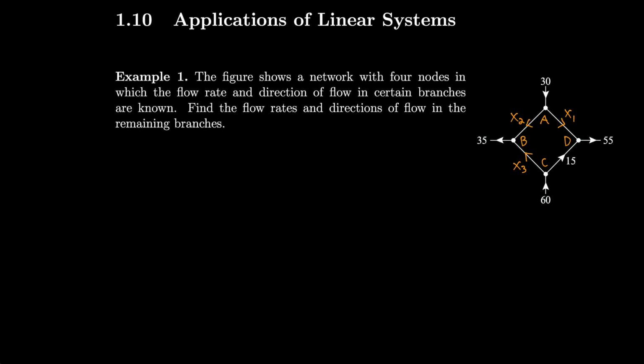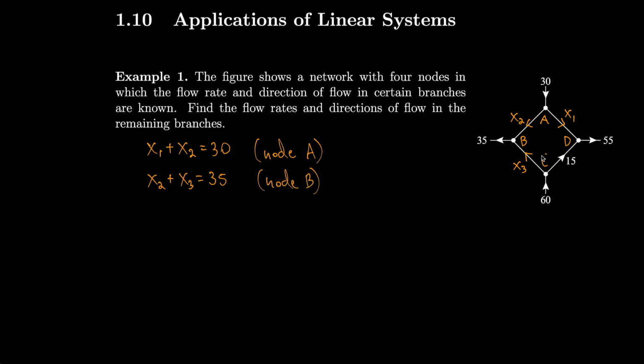So by conservation of flow, the flows out have to equal the flow in for each of the nodes. So I must have that x1 plus x2 equals 30 for node A. Similarly, if I look at node B, the flows in, x2 and x3, must equal that 35 flowing out. So I'll have x2 plus x3 equal 35 at node B.